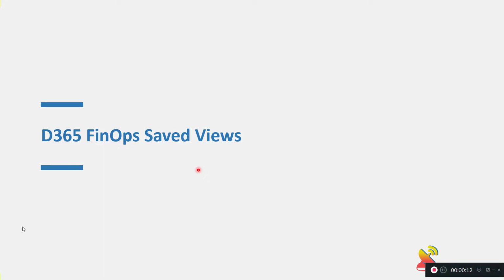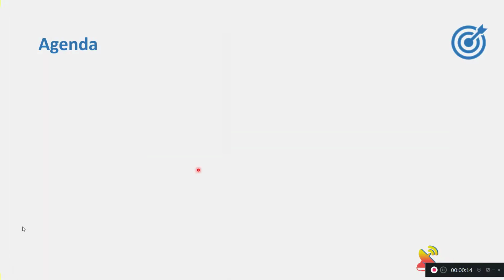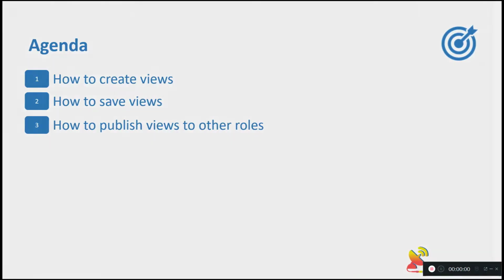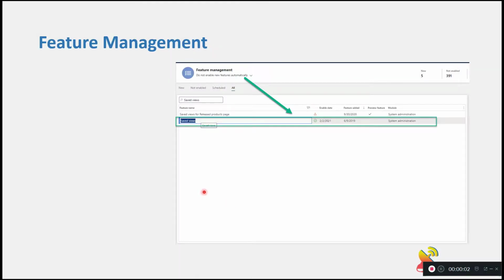Okay, so let's go to the next slide. Today we want to see how we can create views, how we can save a view, and then how we can publish the view to other roles. If the feature is not enabled, we need to go to Feature Management and enable the feature called Save Views. In order to use it, we need this feature to be enabled.